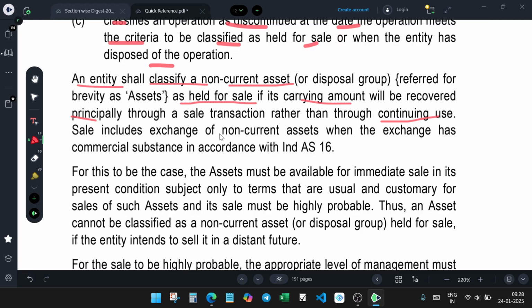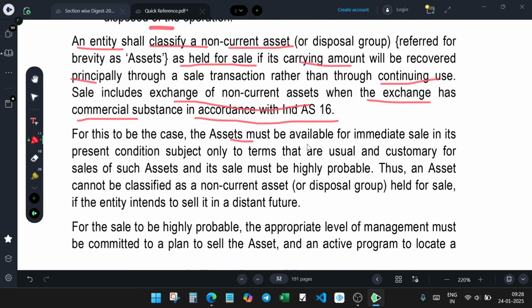The sale includes exchange of non-current assets when the exchange has commercial substance as per Ind AS 116. For this case, the asset must be available for immediate sale in its present condition, subject only to terms that are usual and customary for sale of such assets, and its sale must be highly probable. So when classifying as a non-current asset held for sale, it should be highly probable that the asset will be sold.